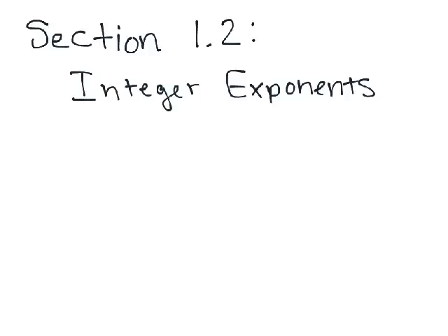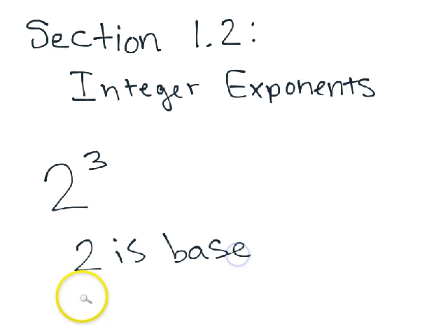Section 1.2 is on integer exponents. First, we need to discuss what an exponent actually means. If the exponent is a positive integer, we can think of it representing the number of times we multiply the base times itself. So if we have a number, say 2 to the third power, 2 is the base, and 3 is the exponent.